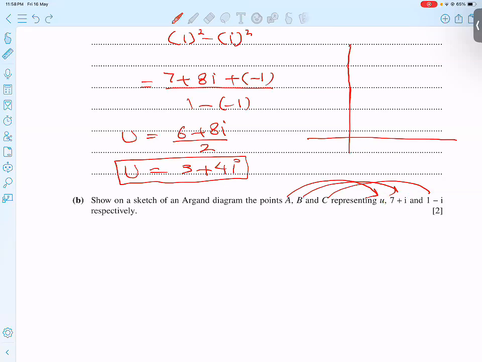So I take a chance here. What is 7 plus iota? It means 7 positive along the x-axis, and 1 positive above. So this is 7 plus iota, and it is represented by the second letter, B. And 1 minus iota means 1 positive and 1 negative. So I got 1 minus iota represented by C. Now A is left, A is 3 plus 4 iota. So 1, 2, 3, and 4 somewhere up. It's somewhere here, and this is represented by A.